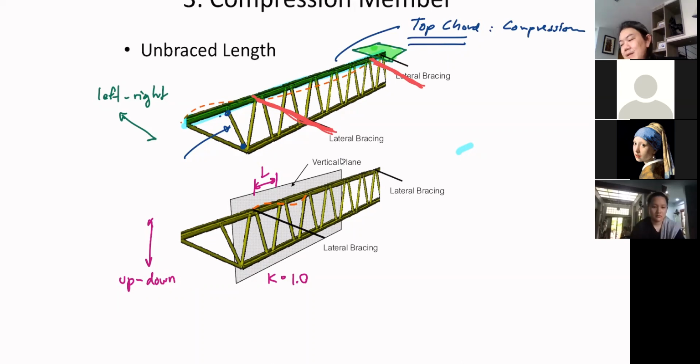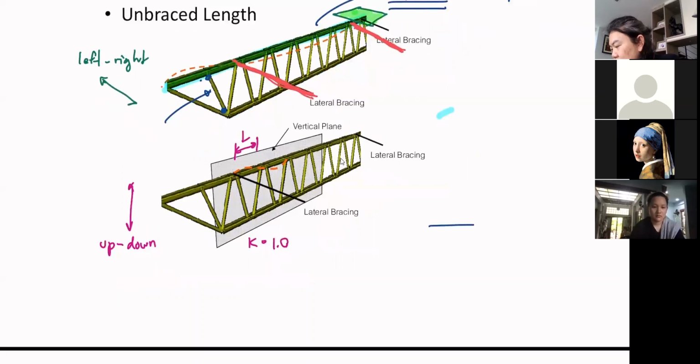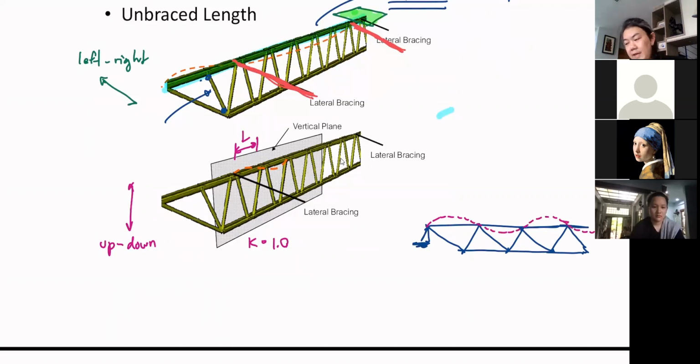So I'm going to try to draw this in 2D to help you see this. Let's say you have the side view of the truss like this, maybe. When the buckling is going to occur in this direction, in plane, you see that becomes the unbraced length. Okay, in this plane.